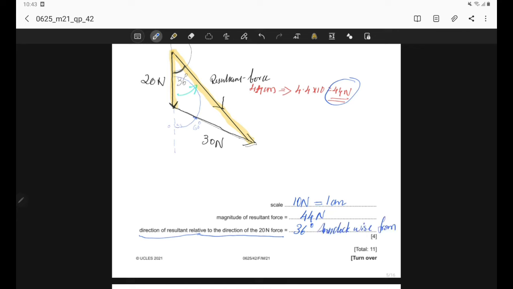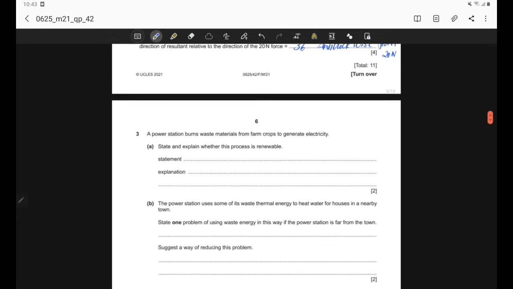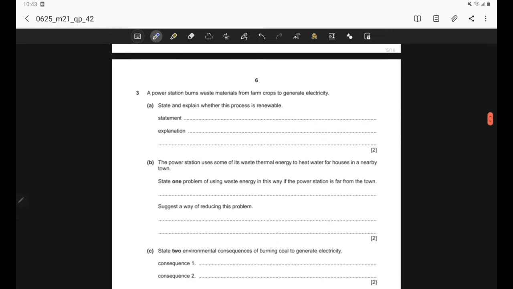So we can write down this resultant is anti-clockwise from 20 Newton force. Question number 3. A power station burns waste materials from farm crops to generate electricity. State and explain whether this process is renewable.